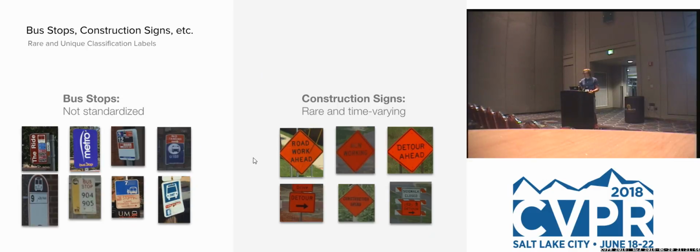Similarly, there are other types of signs that are just unusual, rare, and time varying. You can't rely on them being in the same location for a very long period of time. We talk about these in terms of construction signs a lot as a good example. We actually have a lot of unusual construction signs that appear, like men working and things like this. But there's a wide range of these that are really hard to collect labels for.